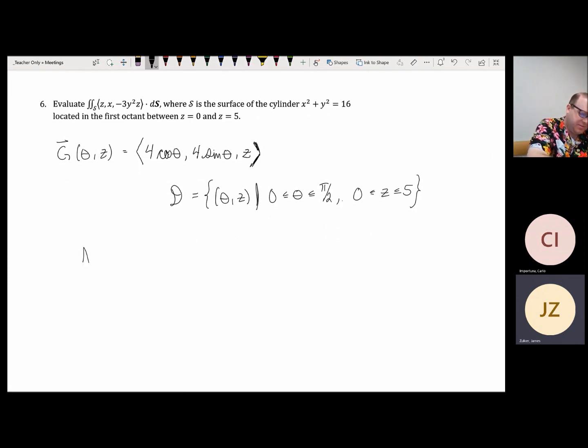Normal vector. We want outward pointing. You have to keep that in mind. Typically, we just say it's the partial of g with respect to the first variable crossed with the partial of g with respect to the second variable. But there's no law that says it has to be theta, z. You could write it as z, theta, and then you'd have g_z cross g_theta.